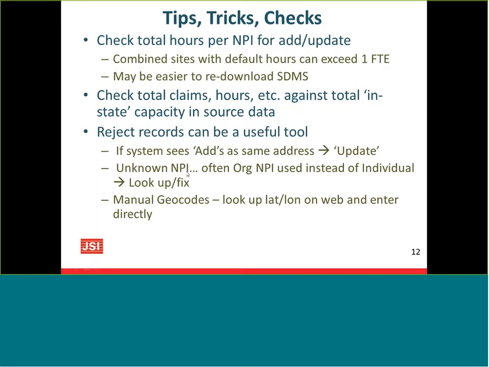Sometimes it'll say unknown MPI. Usually what I find is the provider listed their own organizational MPI. So I'm looking for Dr. John Smith's individual MPI, and I found the MPI for John Smith LLC, which is an organization, because that's what they put in their license data. Very easy to go online, look it up, and fix that data. And then sometimes it'll tell you to manually enter the geocode, so you can go on the web, find the lat lon, and put that directly into SDMS.